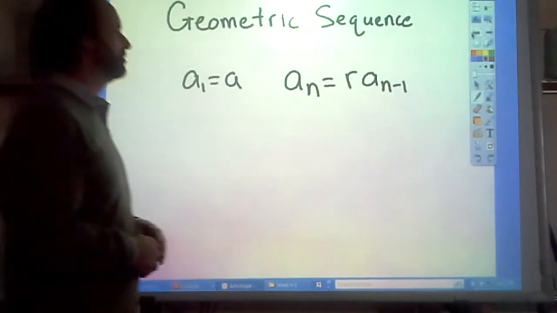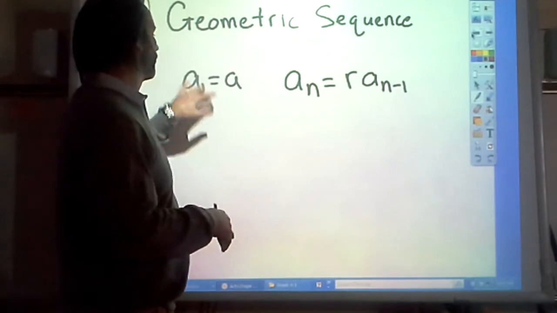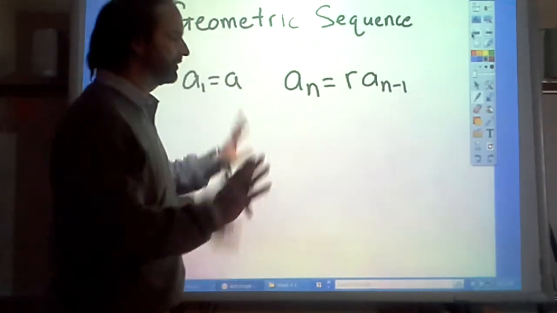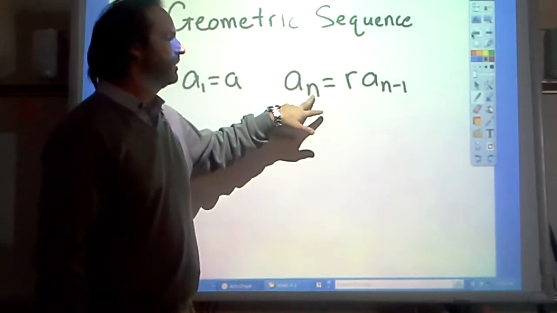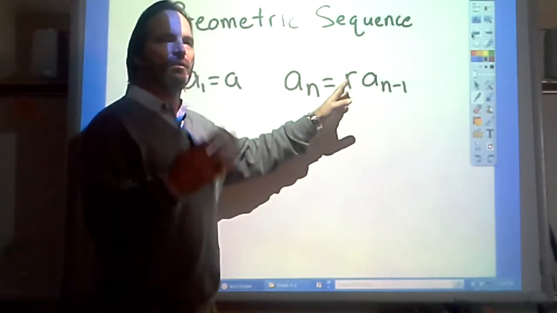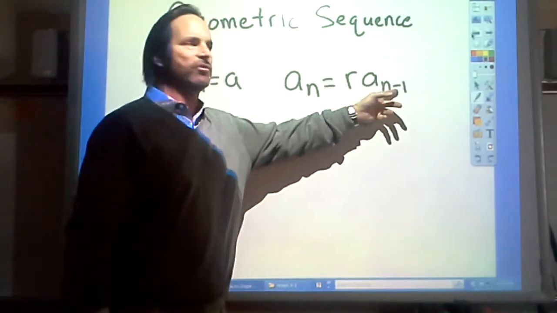Your definition is basically where my first term equals a. Don't worry about that. But basically, my nth term equals some factor, or what we call a common ratio, times the preceding term, n minus 1.